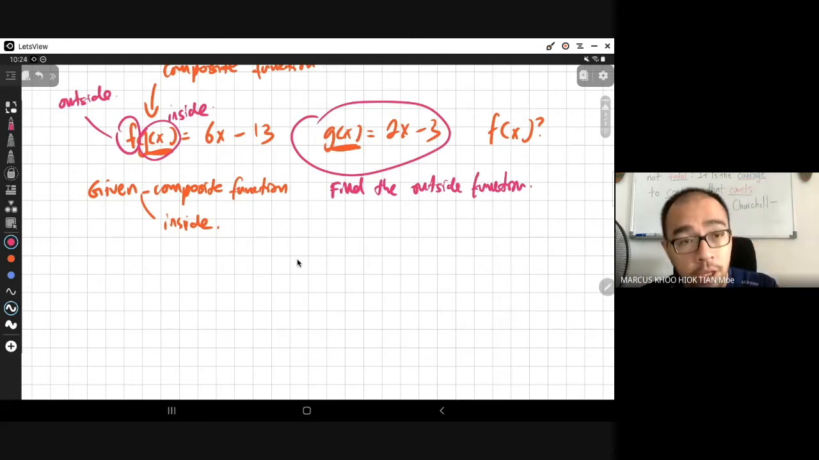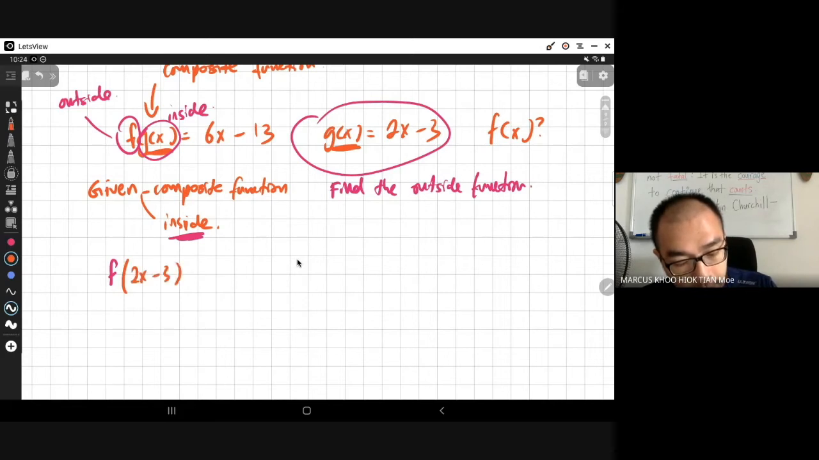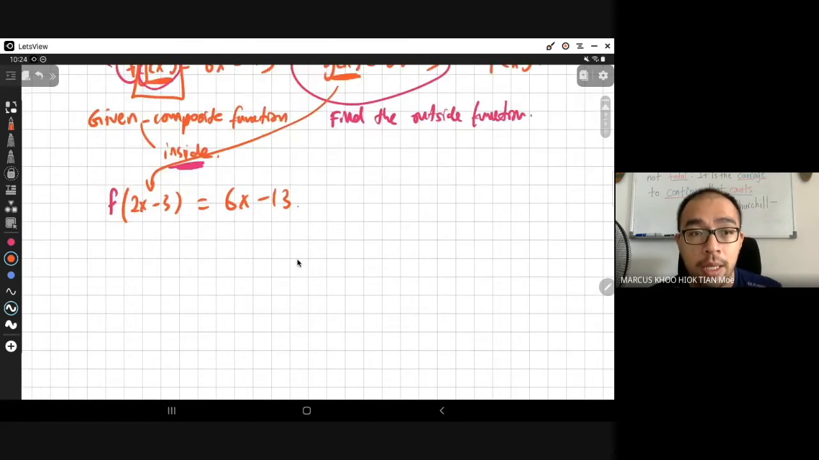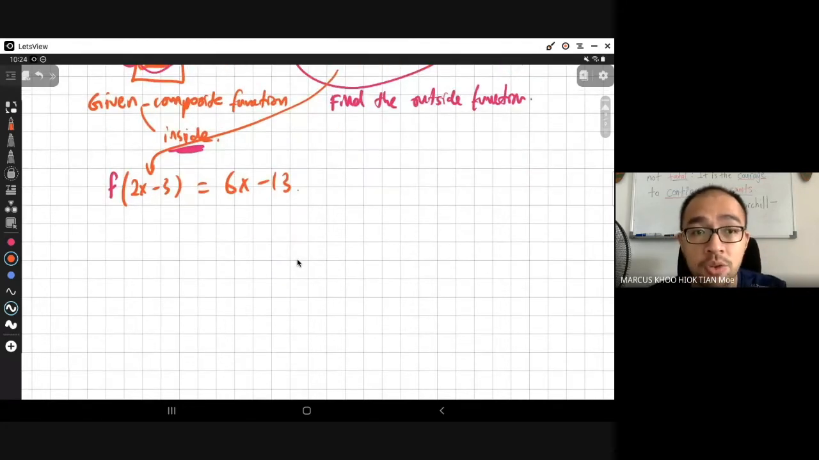Okay, so I give you the composite function, we start from there. So f is the outside, and I give you the inside, so we put the inside one inside: f(2x minus 3) equals 6x minus 13. I'm putting the g(x) into the g(x) over here. Now when this happens, there's really nothing much you can do, except for this step. This is a very standard step, and it's good that we're revising this today.